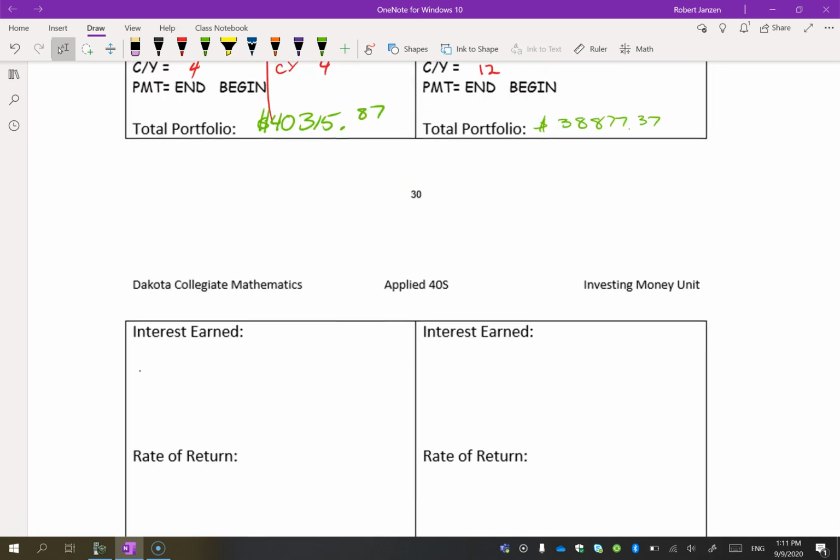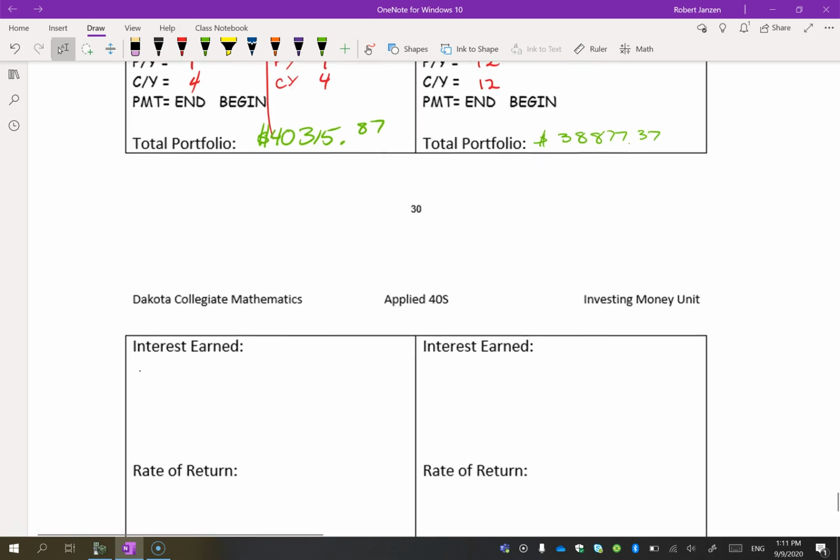Okay, first of all, we want to do the interest earned. Now easy way to do the interest earned here is let's take how much we ended up with, the final value, and how much we put in originally. So we're going to have 40,315.87, take away 34,600, and you end up with $5,715.87 of interest. Now this is actually a really good thing. That's money given to you because you've put your money into some account somewhere to earn interest. So that's free money.